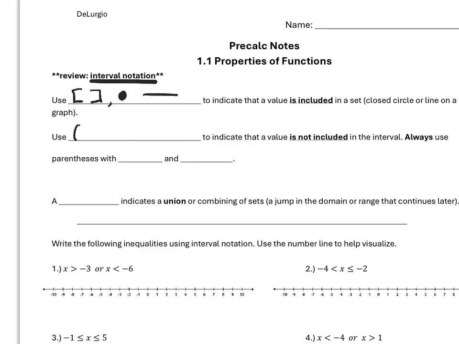And we use parentheses or an open circle, or a dashed line, which would be the same as an open circle on a graph, to indicate that a value is not included. And you always use parentheses when we are talking about negative infinity and positive infinity, because they are not a specific value that we can include. It's just an idea, meaning going on forever. So always, always, always, the infinities have a parenthesis next to them.